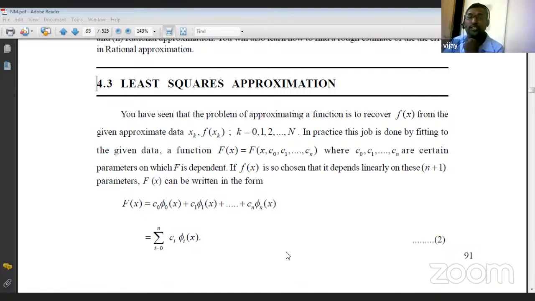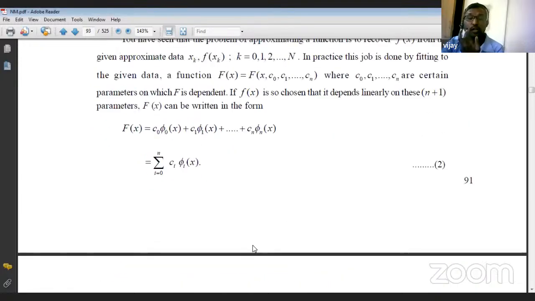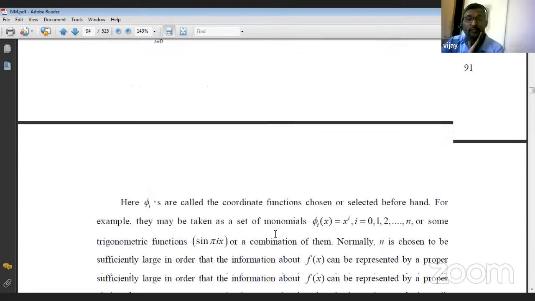So therefore, f of x is chosen to be dependent linearly on these parameters. We can recognize this formula: f of x is equal to c0 phi 0 of x plus c1 phi 1 of x plus c2 phi 2 of x, and so on. So we write summation of i equal to 0 to n of ci phi i of x. Removing the summation, we can write c0 phi 0 x, c1 phi 1 x and c2 phi 2 x. So we are doing the expansion of that value.